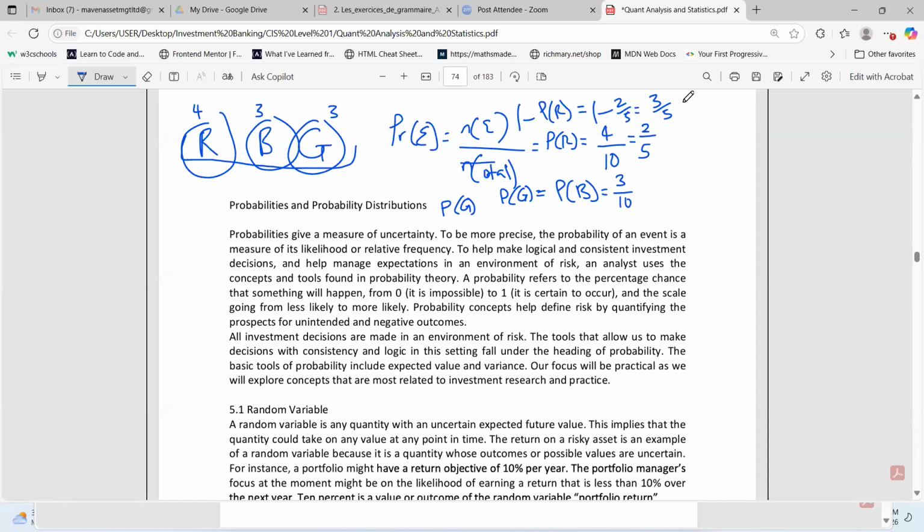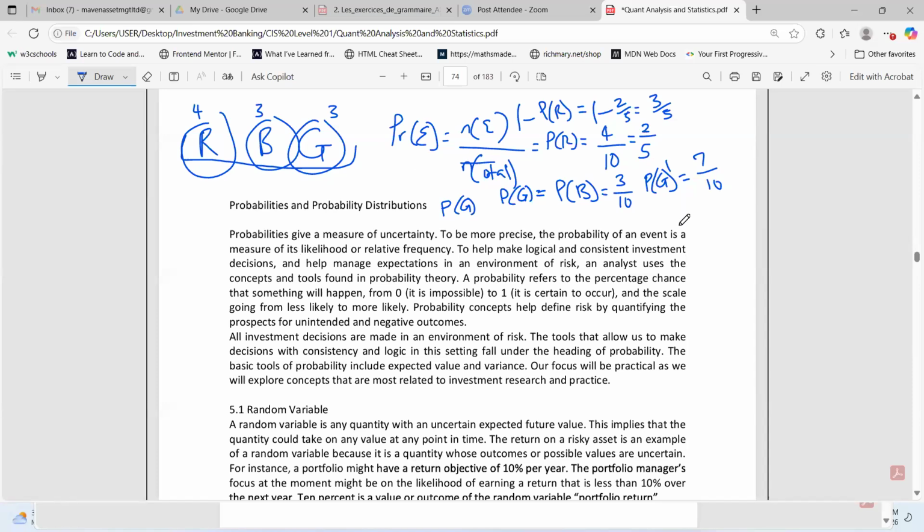Am I on track? Are you with me, please? Good. What's the probability of not picking a green ball? Who is telling me? The probability of not picking a green ball is what? 1 minus 3 over 10. And that will give you what? Just do your denominator minus your numerator. 10 minus 3 is 7. So 7 over 10.